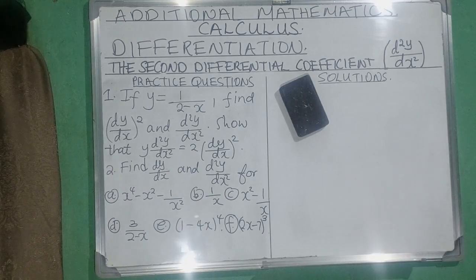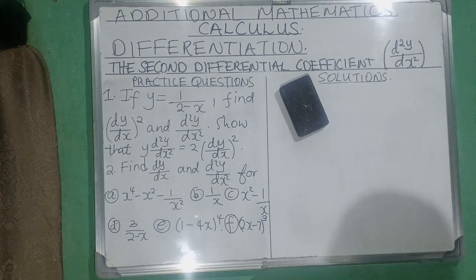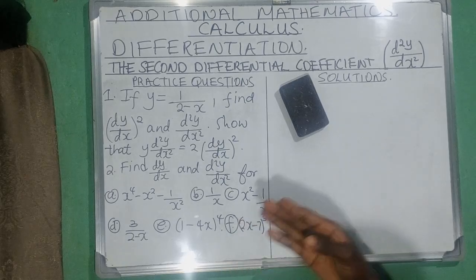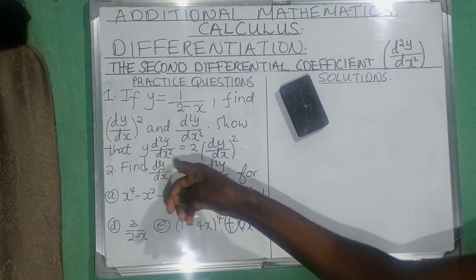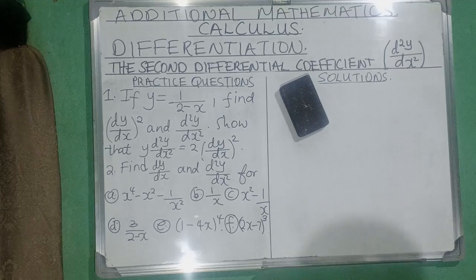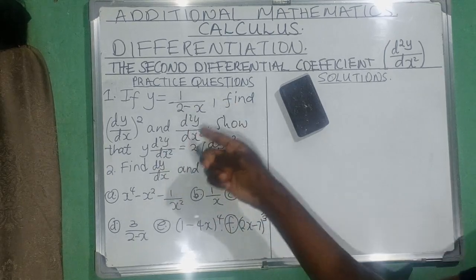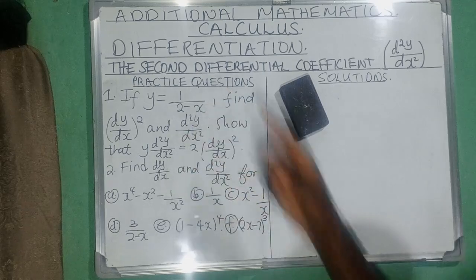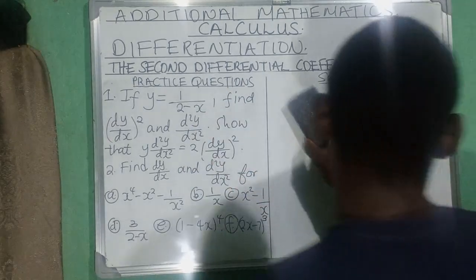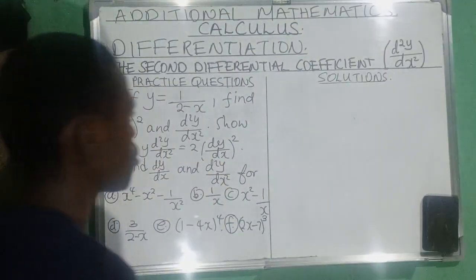Alright, so if you look at the question, it reads: if y is equal to 1 divided by 2 minus x, find (dy/dx) squared and d2y/dx2. And then the second part of the question says, show that y times d2y/dx2 is equal to 2 times (dy/dx) squared. So this is just something that is applicable to this function only, not all functions. Okay, so the answering will go like this.